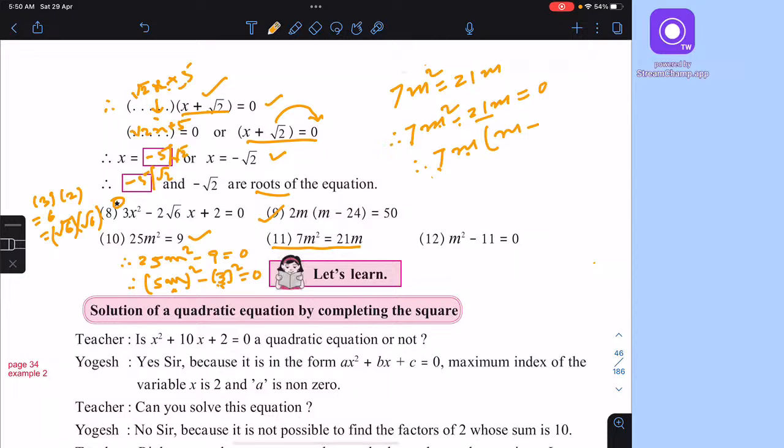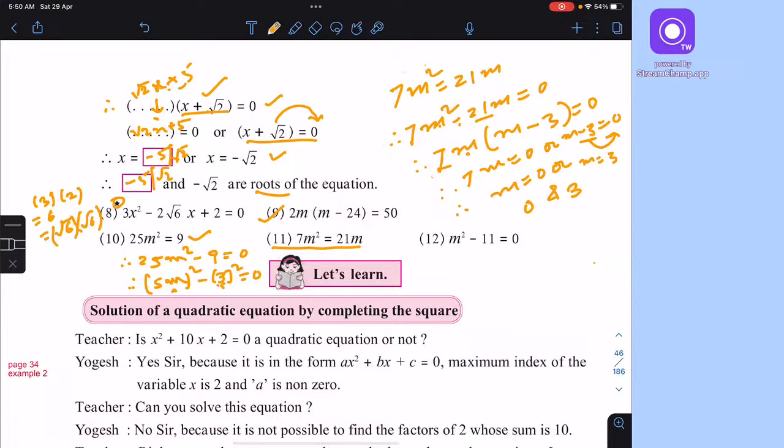To get 21, 7 is to be multiplied by 3. And m is already there. So this is equal to 0. And therefore 7m is equal to 0 or m minus 3 is equal to 0. Therefore dividing by 7 you get m is equal to 0, or transposing minus 3 to the right hand side we get m is equal to 3. Therefore the roots are 0 and 3.